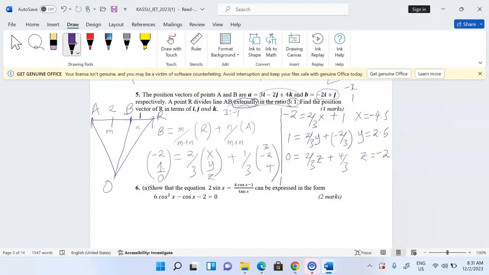Therefore, find the position vector of r in terms of, so we're going to have -4.5 vector i plus 2.5 vector j minus 2 vector k. So this is the position of vector r.